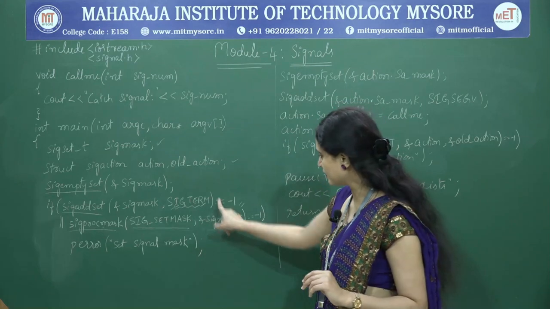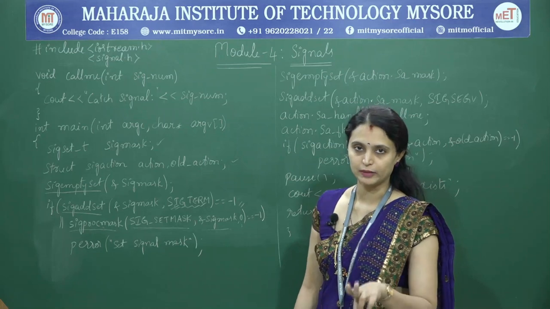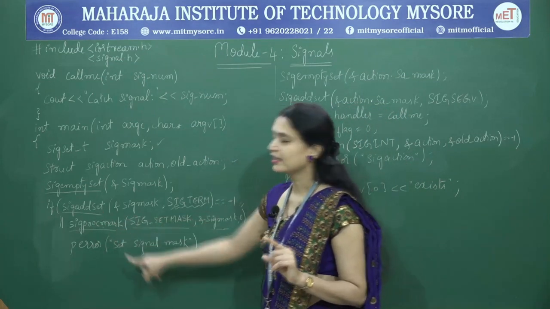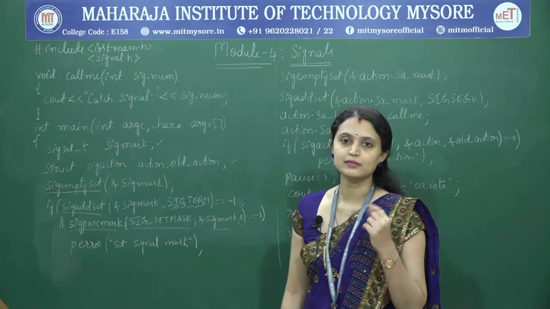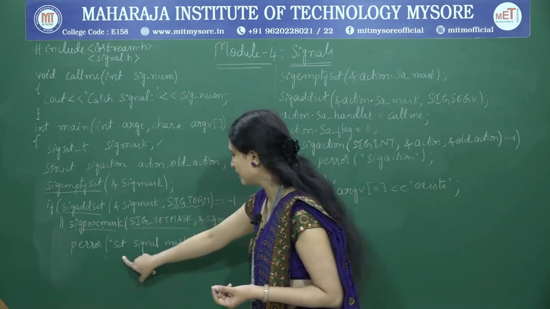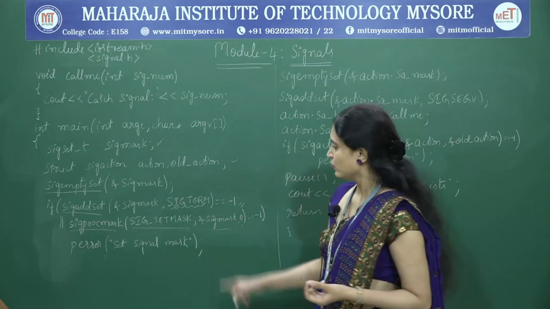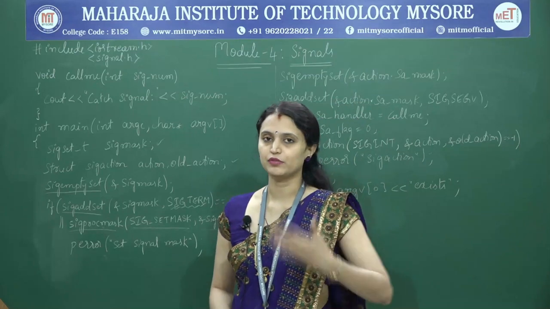So with this if condition, we are invoking 2 APIs. One is sigaddset and another one is sigprocmask. If either of these returns -1, we print the error message saying set signal mask error. Let us assume that it is executed successfully. So what will happen further?